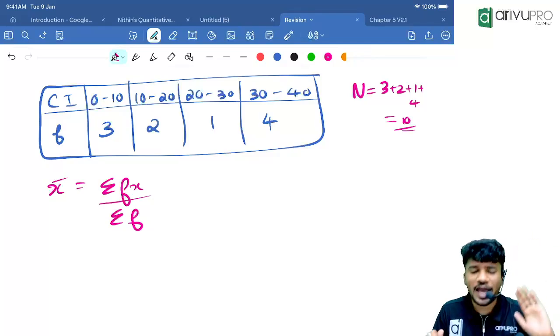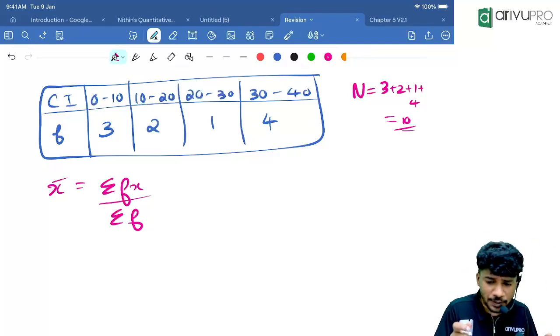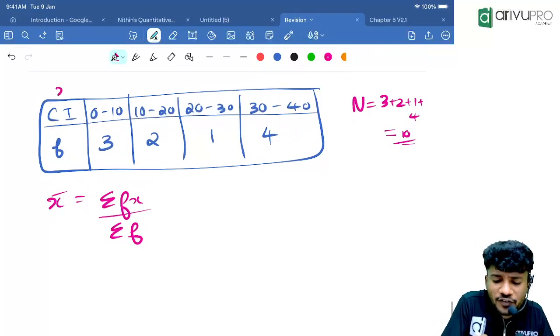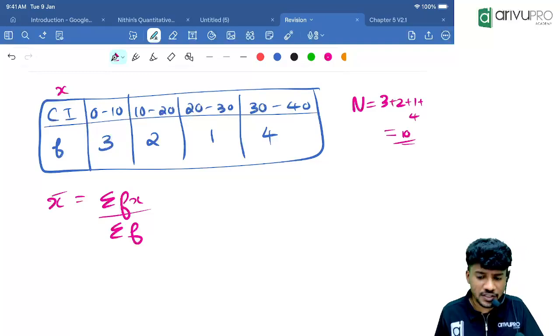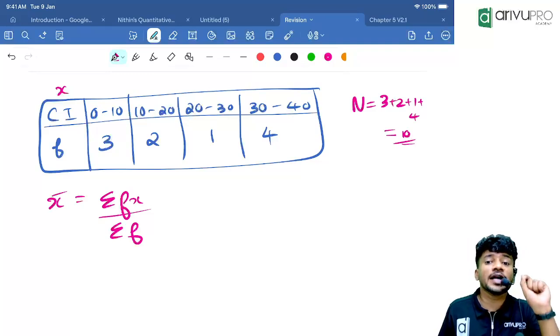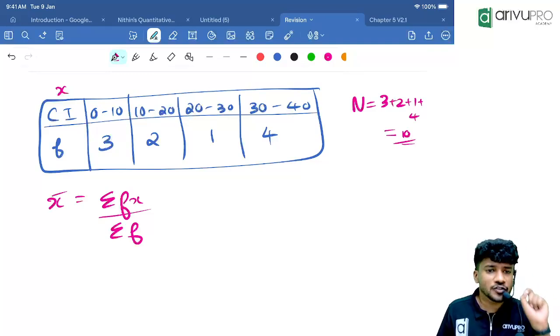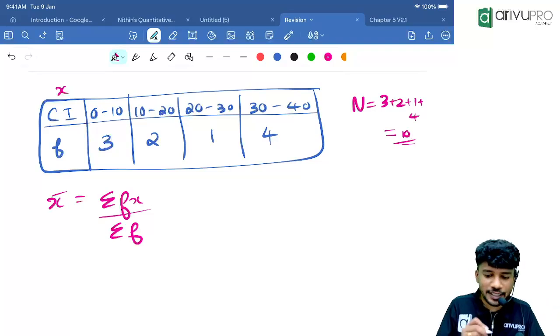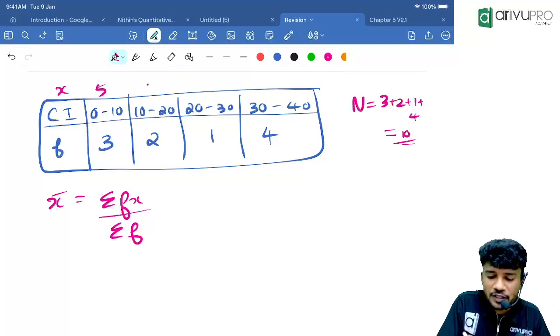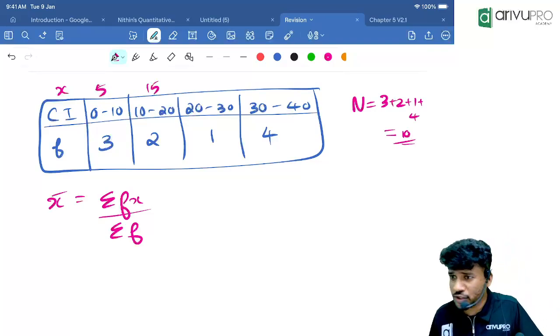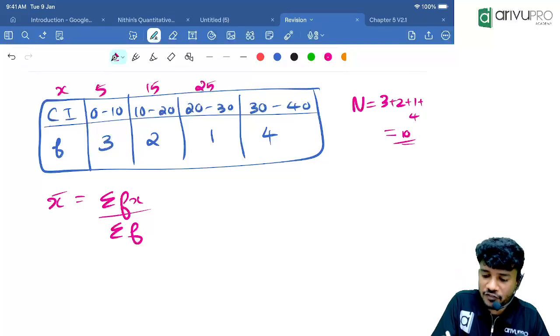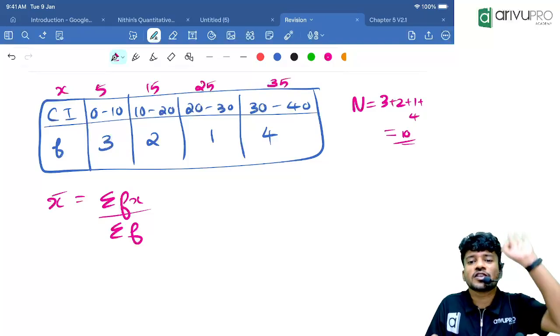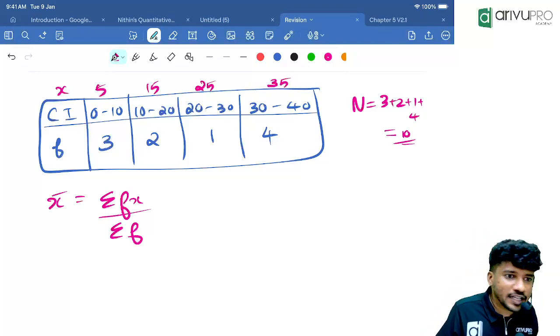Now, once you have the N value, can you find the mean, people? Before that, how to find the X value? How to find X? X is nothing but the midpoint. How to get midpoint? 0 plus 10 divided by 2. That is how much? 5. Then 10 plus 20 divided by 2 is how much? 15. Then 25. Then finally what is there? 35 is the last and final value.